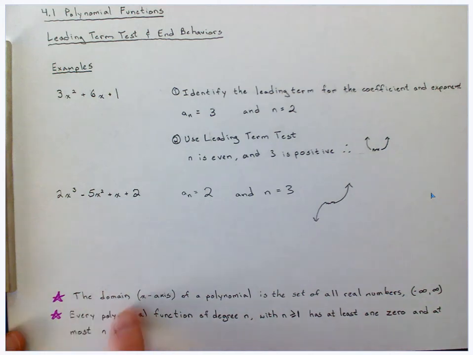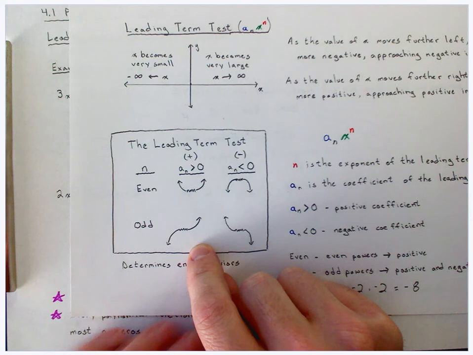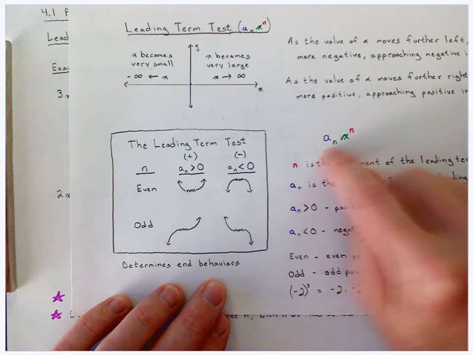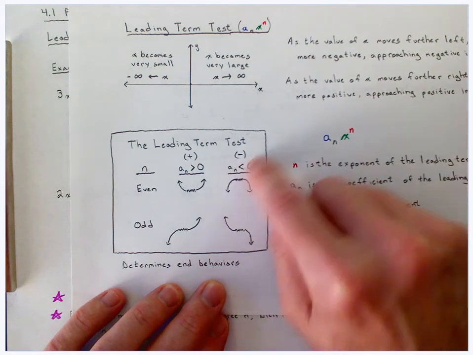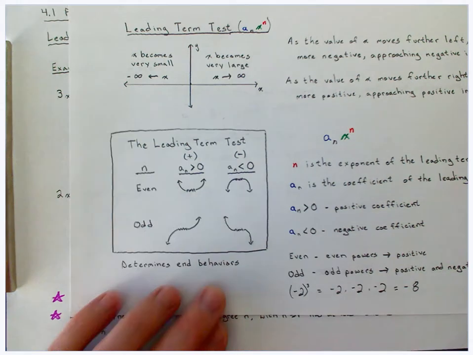Notes to point out: the domain, which deals with the x-axis of a polynomial, is the set of all real numbers. Your domain is always the set of all real numbers. Every polynomial function of degree n, with n being greater than or equal to 1, has at least one zero, and at most n zeros. Alright, so with that, this is the main thing that you need. You already know how to identify your leading term, your lead coefficient, and the degree of the polynomial. You need to be able to use this little table to understand the end behaviors of your polynomials.